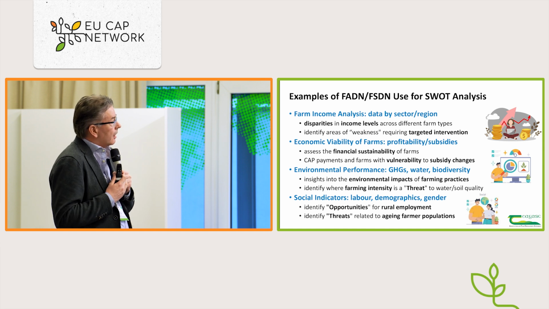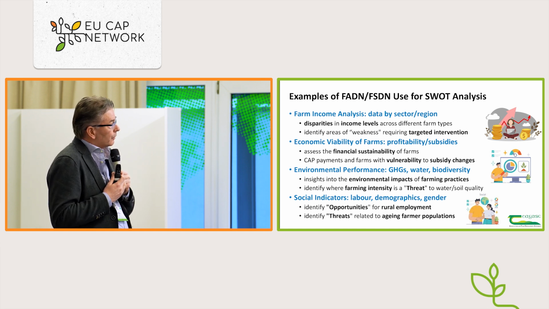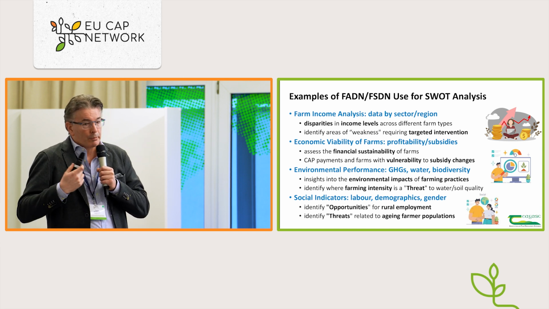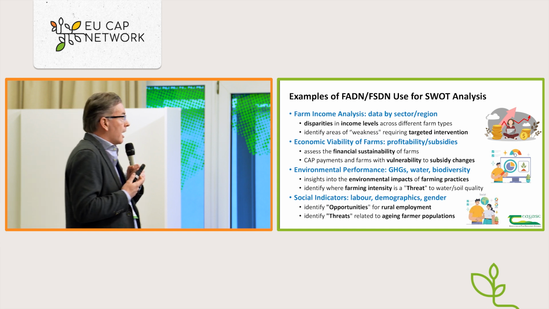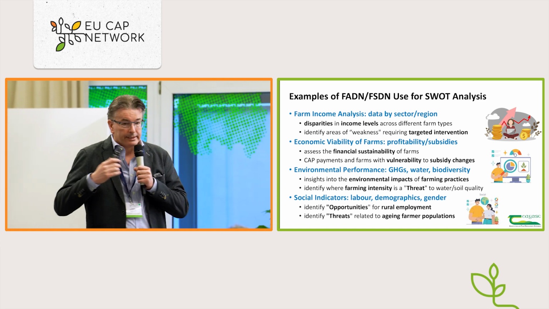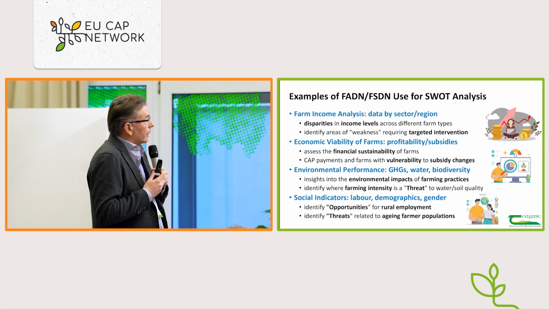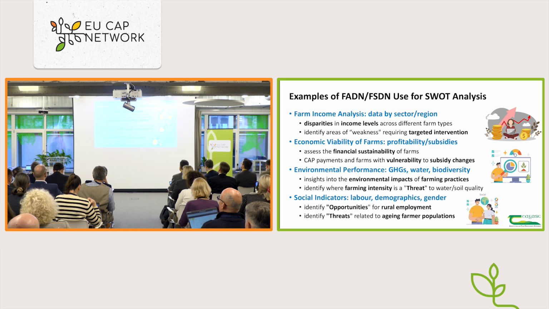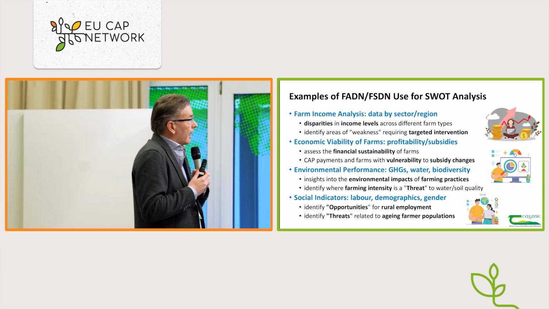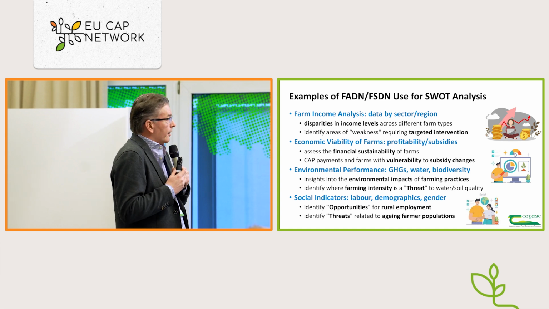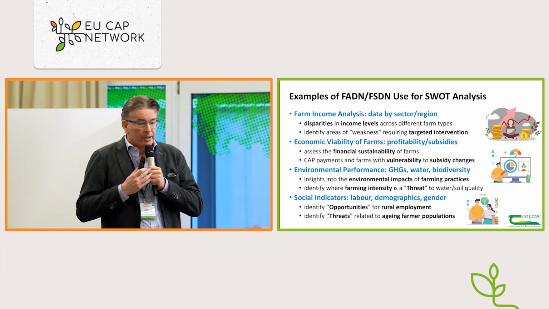Just in the context of SWOT analysis, there are 4 areas that we could talk about. The first 2 are ones we understand, because we already have capacity in this area through the economic variables we collect. So issues like farm income analysis, looking at incomes of different sectors or in different regions of the country, identifying areas of agriculture which are vulnerable or particularly weak from an economic point of view, and which might require more targeted interventions from a policy perspective. We can look at the viability of farms, profitability, the extent to which farms are reliant on support payments, and what the implications might be if support payments are changed.